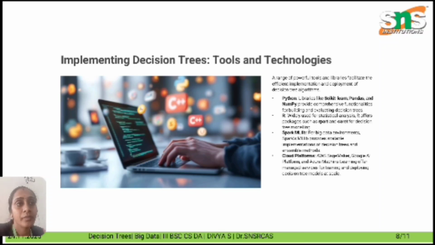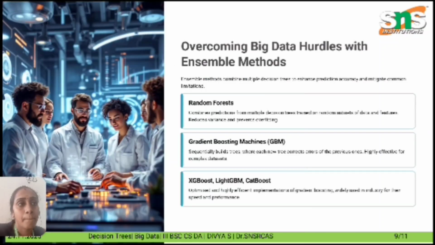Overcoming big data hurdles with ensemble methods: random forest, GBM, XGBoost, LightGBM, and CatBoost. These are some of the methods which can help overcome big data challenges. Ensemble methods combine multiple decision trees to enhance prediction accuracy and address common limitations.